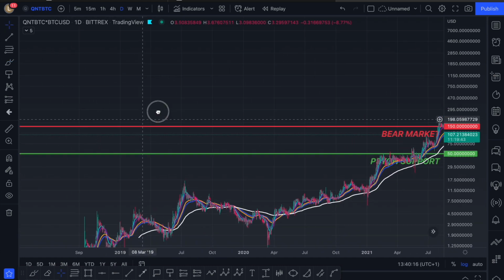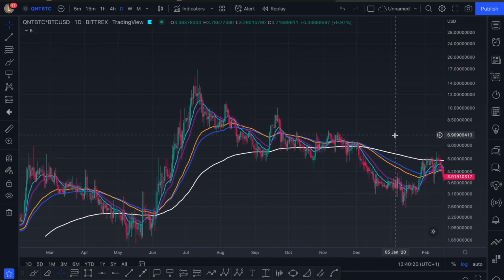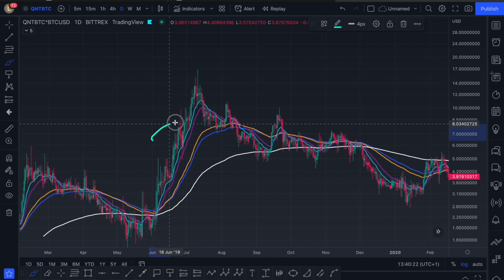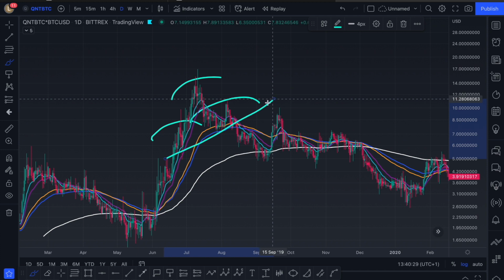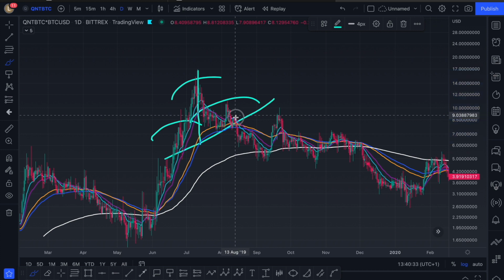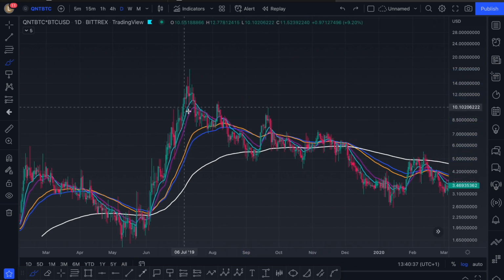So I'm going to have to zoom in for you guys over here. And you can see we have a shoulder right here, a head, and another shoulder. And we had our neckline like this, ascending neckline. And of course, measure the target like this, put the target on the breakout. And we also had this failed double bottom over here. Failed double bottom after the head and shoulders.